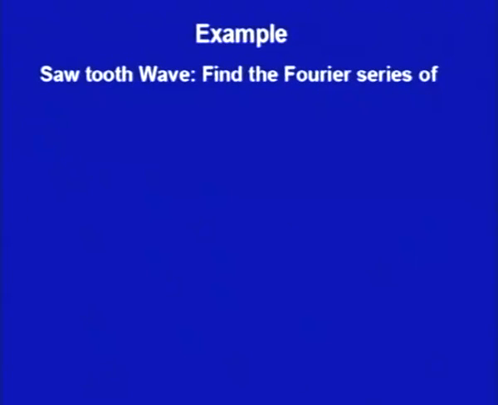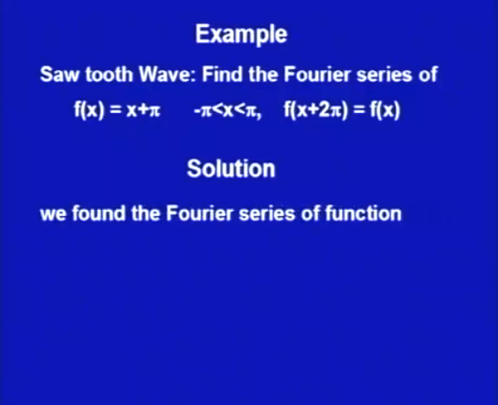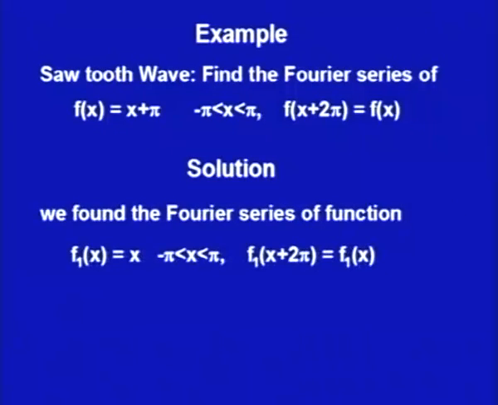Find the Fourier series of the function f(x) equal to x plus pi on minus pi to plus pi, and periodic with f(x) plus 2 pi as f(x). We have to find the Fourier series for this function. Now, we had already done one more example in the last lecture where we found the function f(x) equal to x for minus pi to plus pi and periodic with period 2 pi.